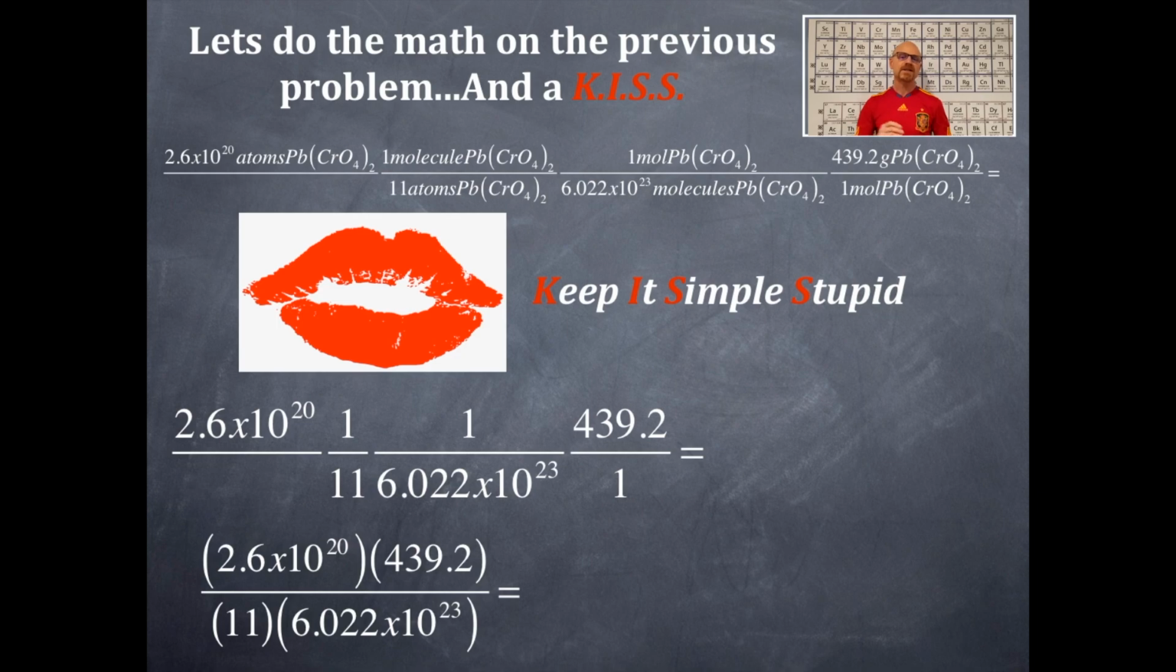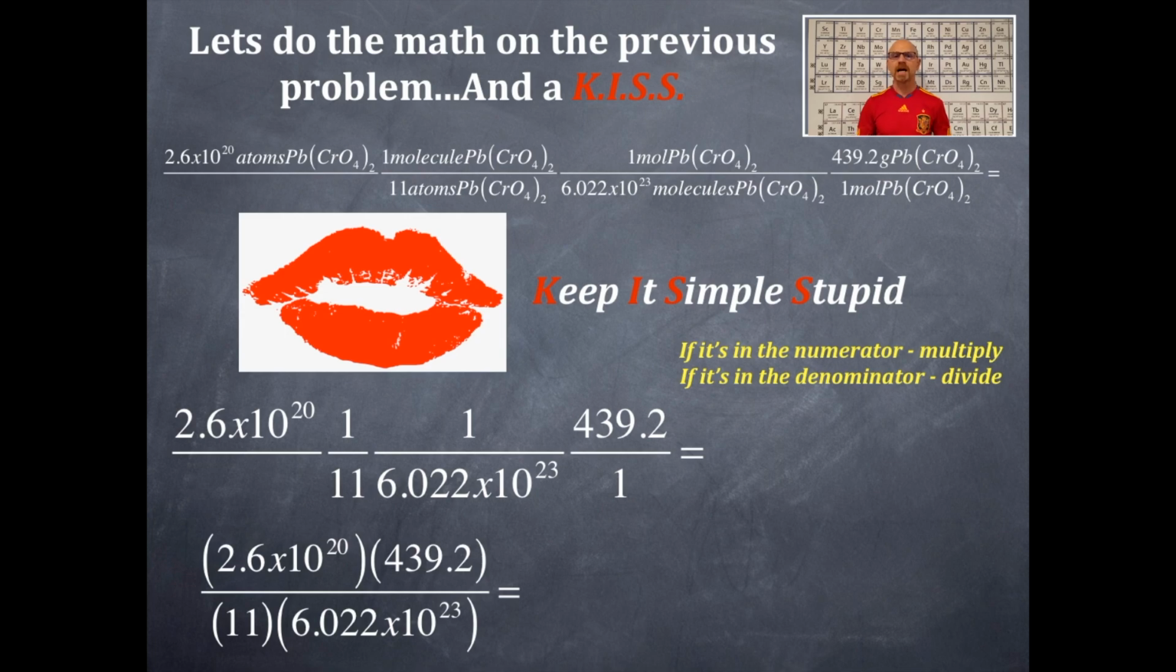Now I have a really simple mathematical problem. I have things in the numerator, I have things in the denominator. A really simple rule here is if it's in the numerator, you multiply. So the 2.6 times 10 to the 20 times 439.2. And if it's in the denominator, you divide. So the 11 is in the denominator. You're going to divide by 11. The 6.022 times 10 to the 23rd is in the denominator. You are going to divide.